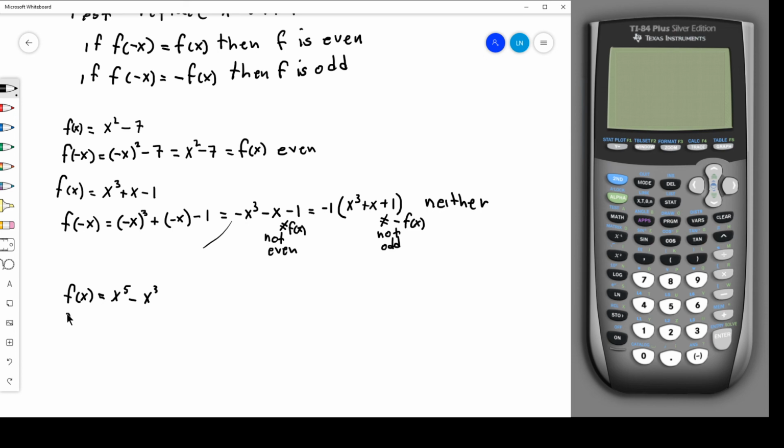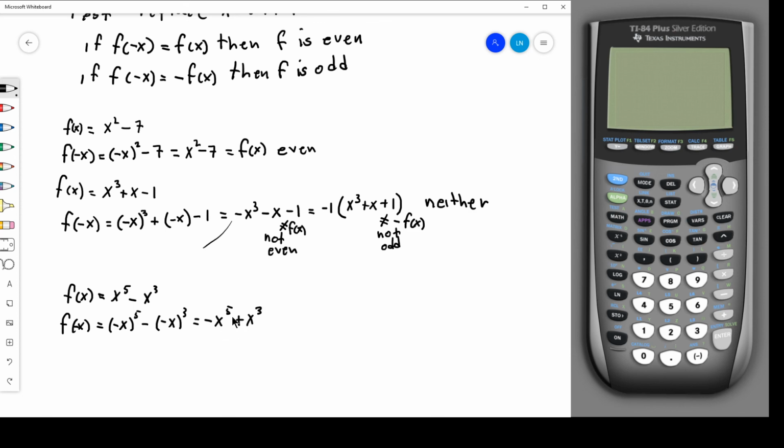So when I do the test here, f of negative x equals, we replace everything with a negative x. And I work this out. So negative x to the fifth. Again, odd powers stay negative. So that becomes negative x to the fifth. Odd powers stay negative, so that is negative x to the third, but we're subtracting, so it's minus a negative x to the third, so that becomes plus x to the third.